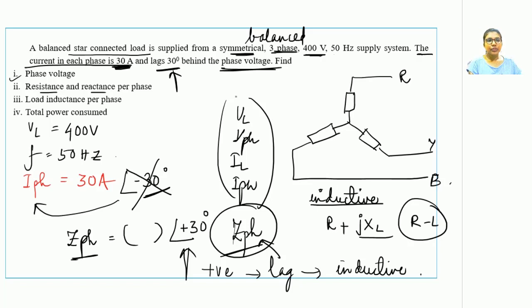Now we had concluded while reading the question itself that the current lags the phase voltage, which implies that the circuit is inductive in nature and probably it is a series RL circuit. Now, as the question in the second bit is asking you to figure out the resistance and reactance per phase, it simply implies that it is a series RL circuit. So, one is required to find out the resistance value and the reactance value.